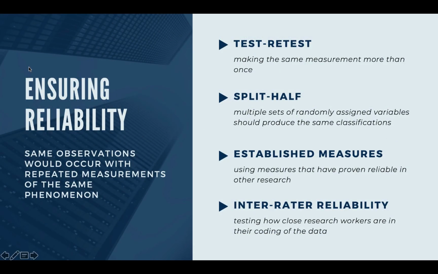Ensuring reliability. This idea of reliability is based on the notion that if we were to go out and collect those same observations over again with those same measurements, we should get the same outcome. We should be able to see the same phenomenon. There are various methods of ensuring reliability. So we have the test-retest method, split-half method. So test-retest, you go out and you test those people again. You get the same people and get observations again.